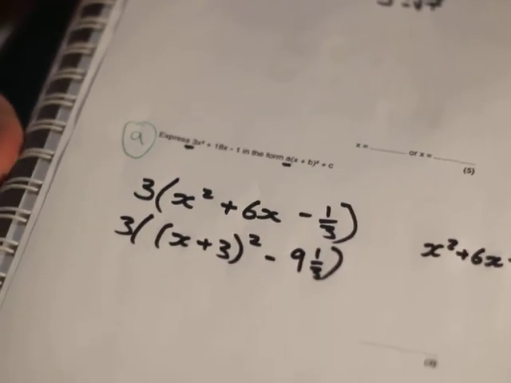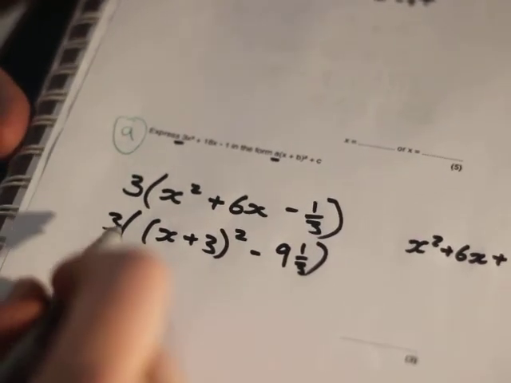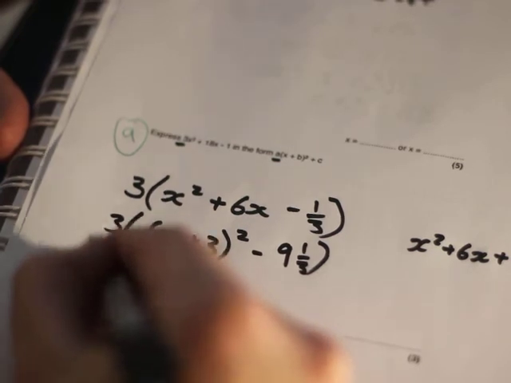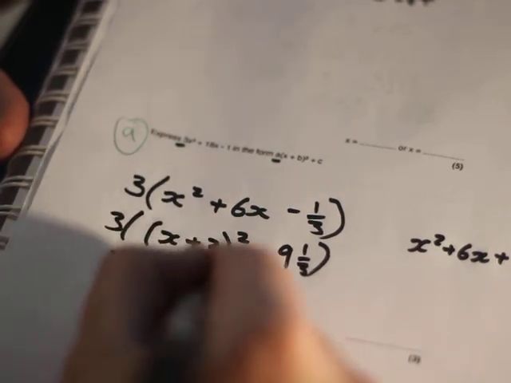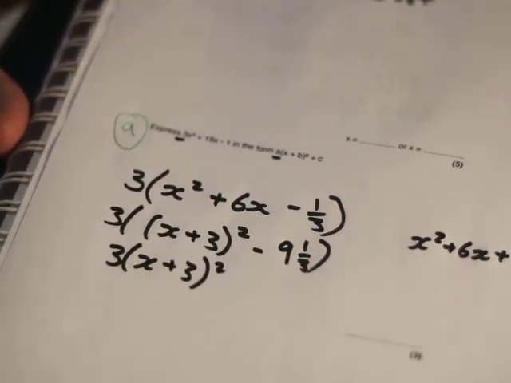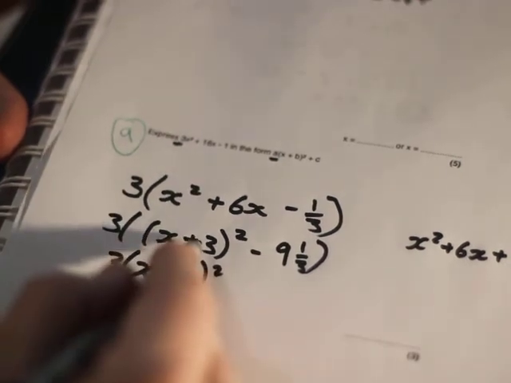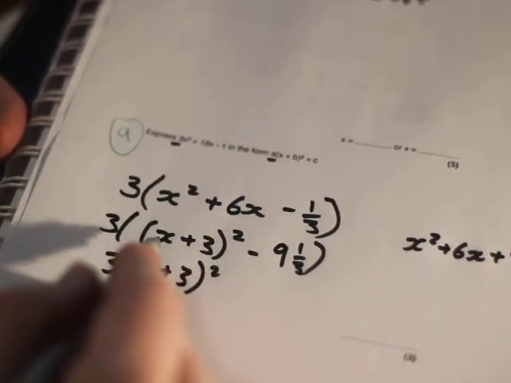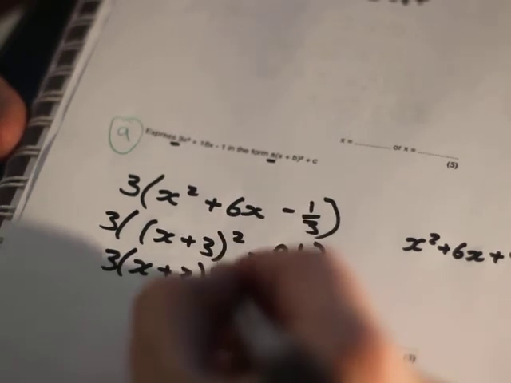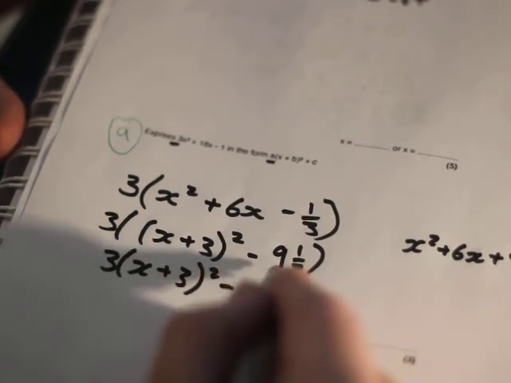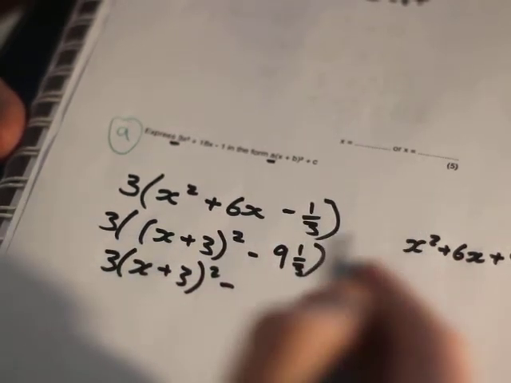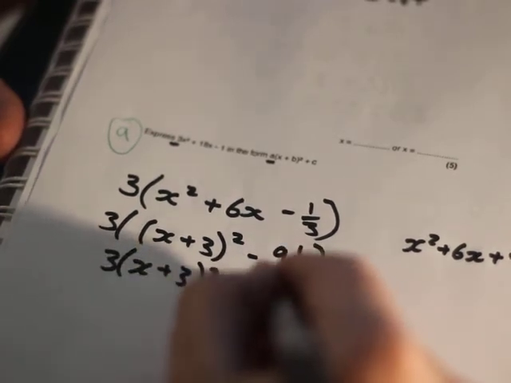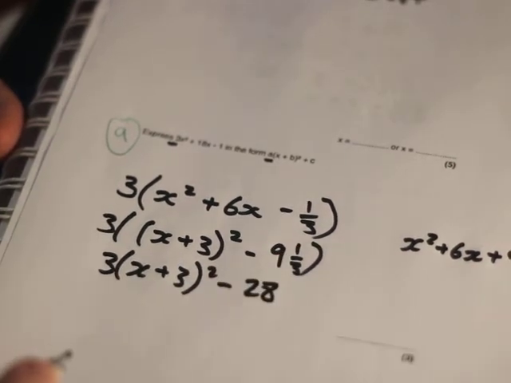Right. Re-multiply by the 3 at the beginning of the bracket now. So it's going to be 3 lots of x plus 3 squared. So we just multiply 3 by the first thing in the big bracket, and 3 by the second thing in the bracket. So that's 3 times 9 is 27. 3 times a third is 1. So it's going to be minus 28.